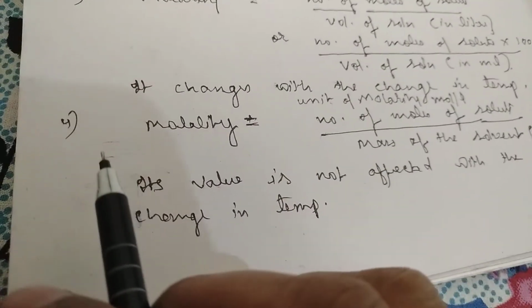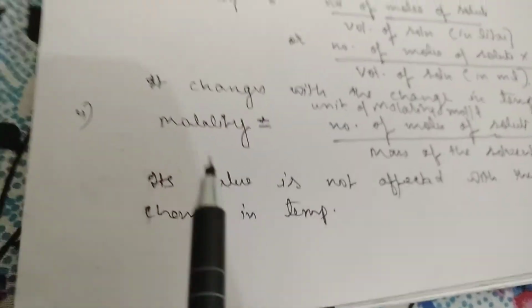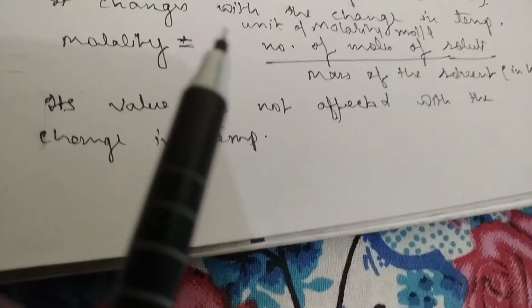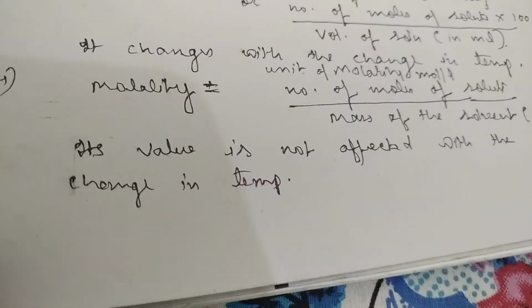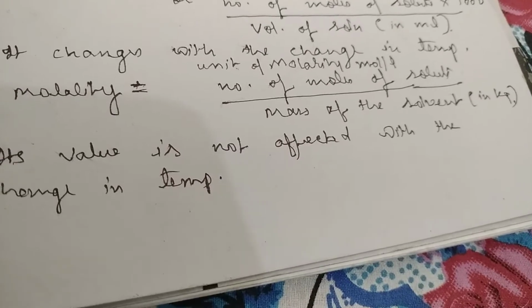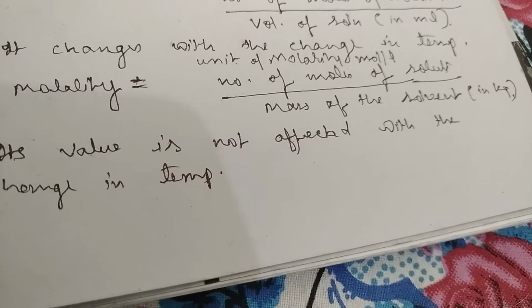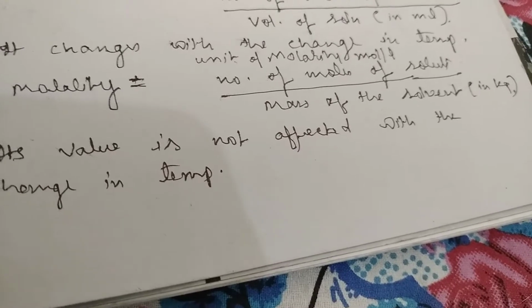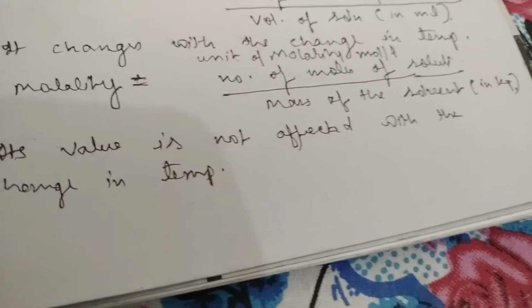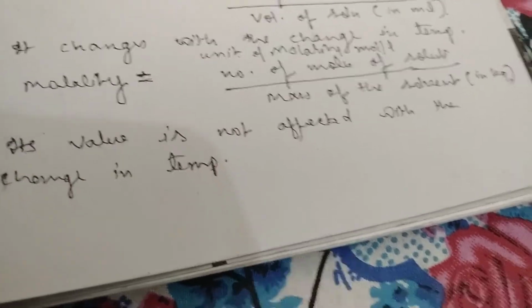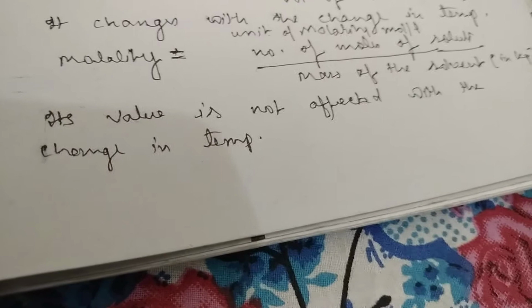Now the next method of expressing the concentration is molality. Molality involves the number of moles of solute divided by the mass of the solvent in kilogram. Note it down: if the mass of the solvent is in gram, then it must be converted into kg by multiplying the numerator with 1000, as we did earlier in the case of molarity.